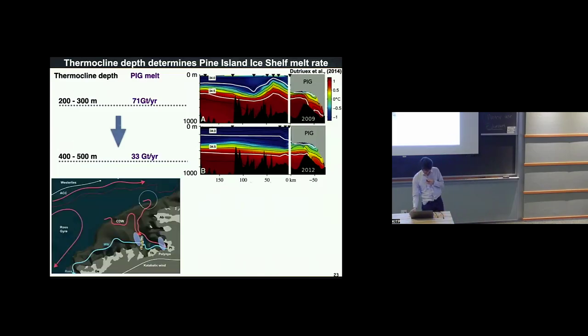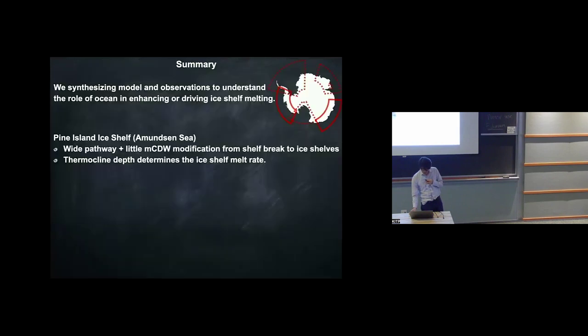However, to summarize, the Pine Island ice shelf has a wide pathway of warm water, with very little modification of the warm water along the way from the open water towards the ice shelf cavity, and the thermocline depth determines the ice shelf melt rates. So let's look at the other side, right? East Antarctica, the Totten ice shelf, and what determines the ice shelf melt rates.